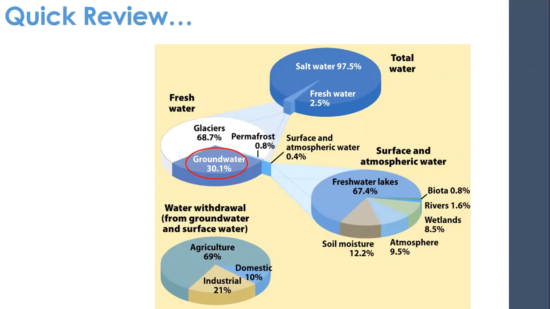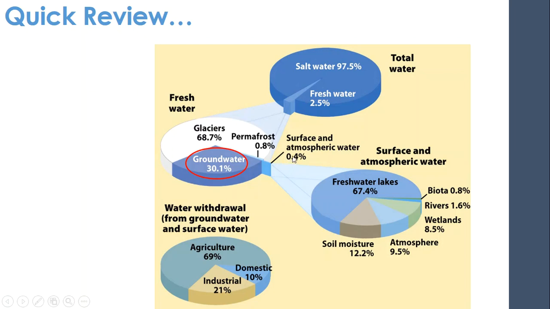So a quick review, we talked about how most of the water on the planet is salt water. There's only a very small portion that is fresh water, 2.5%. Of that 2.5%, glaciers take up a huge amount, permafrost a little bit. Remember that atmospheric and surface water takes up 0.4% of that 2.5%.